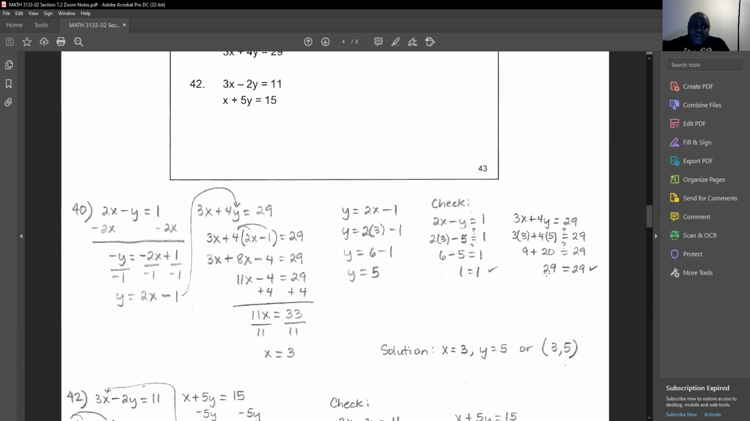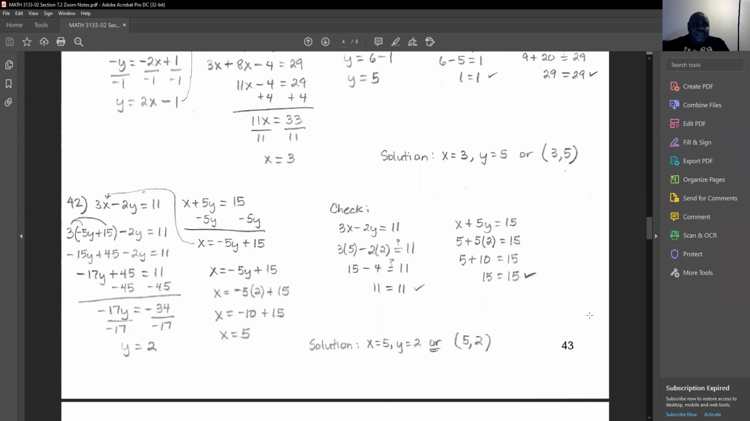And now for the second equation, 3x plus 4y equal to 29. Again, substitute your x with 3 and the y with 5. You'll have 3 times 3 plus 4 times 5. I want to know if that's equal to 29. Well, 3 times 3 is 9, plus 4 times 5 is 20. 9 plus 20 is 29, and that checks. So the solution for that system in problem number 40 will be x equals 3 and y equals 5. Or we can write that as an ordered pair, (3, 5), where x is the first coordinate and y is the second.